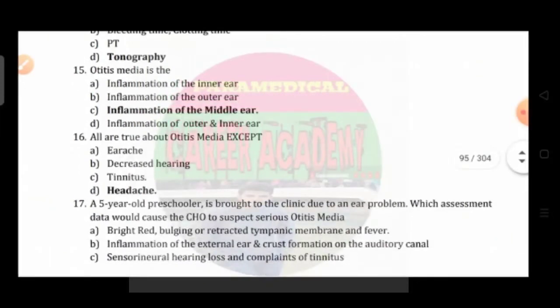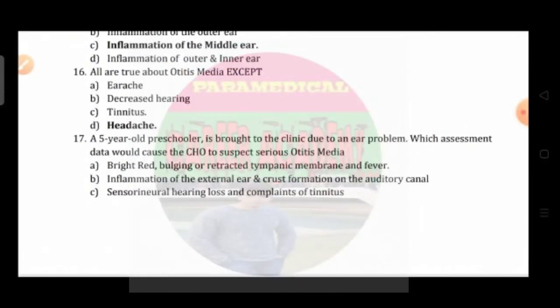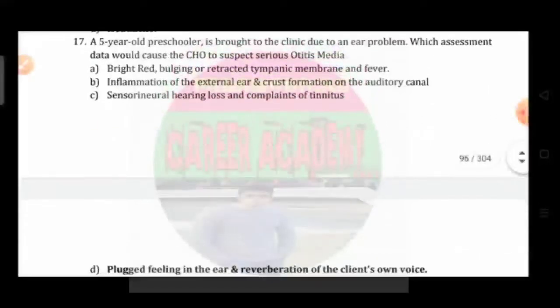Question number 15: Otitis media is the option A, inflammation of the inner ear; option B, inflammation of the outer ear; option C, inflammation of the middle ear; option D, inflammation of outer and inner ear. So the correct answer is option C. Question number 16: What is true about otitis media except option A, earache; option B, decreased hearing; option C, tinnitus; option D, headache. So the correct answer is option D.